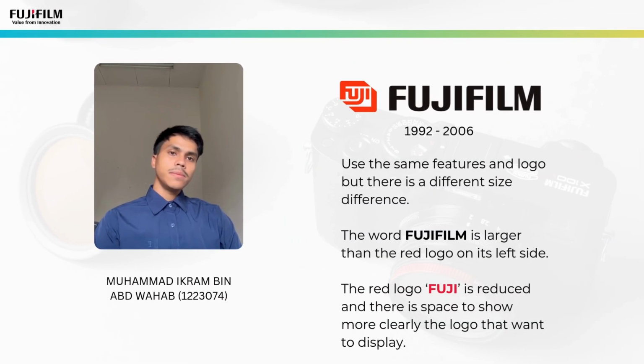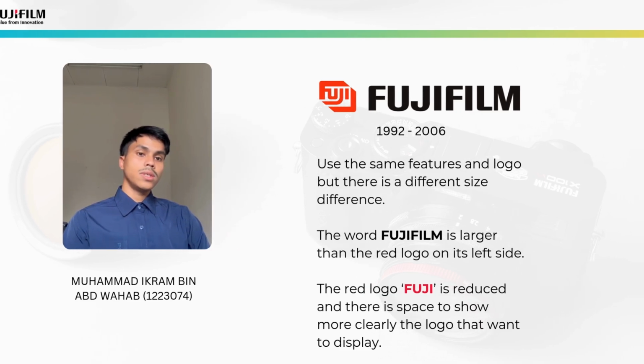Without wasting any time, now look at the next logo, which is the logo from 1992 to 2006. The logo used the same features and overall design, but the size of the elements changed. The text Fujifilm increased in size, and the red logo Fuji was reduced in size. This change allowed the Fujifilm text to be the focal point and made the logo easier to read. This change to the logo shows how Fujifilm's branding adapted to the changing times.